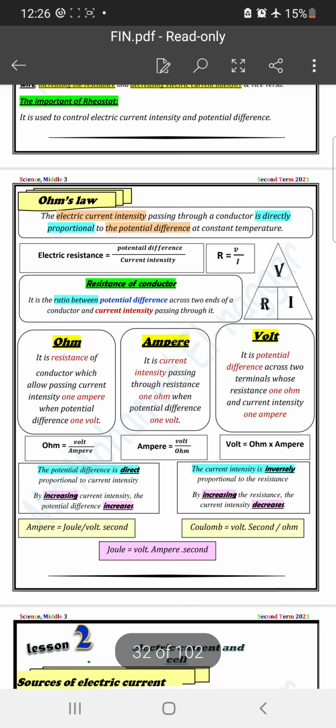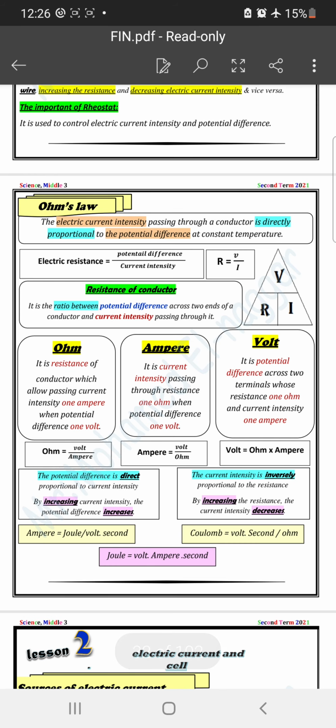Ohm's law: the electric current intensity passing through a conductor is directly proportional to the potential difference at constant temperature. The electric resistance is the potential difference over current intensity, so resistance R equals potential difference V over I. Resistance of a conductor is the ratio between the potential difference across the two ends of a conductor and the current intensity passing through it.